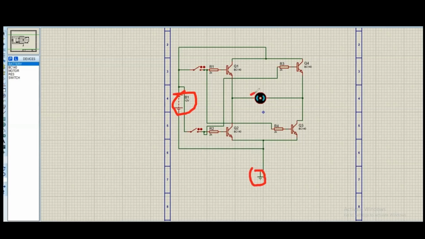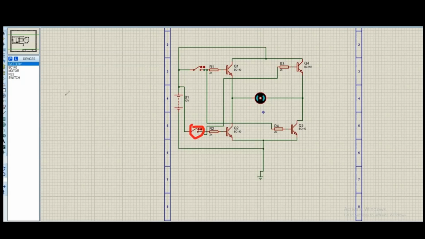And this is basically the main load, whose direction we have to control. It could be either clockwise or anti-clockwise. The resistors used here, this one and this one, are the current controlling resistors, and these are the switches.